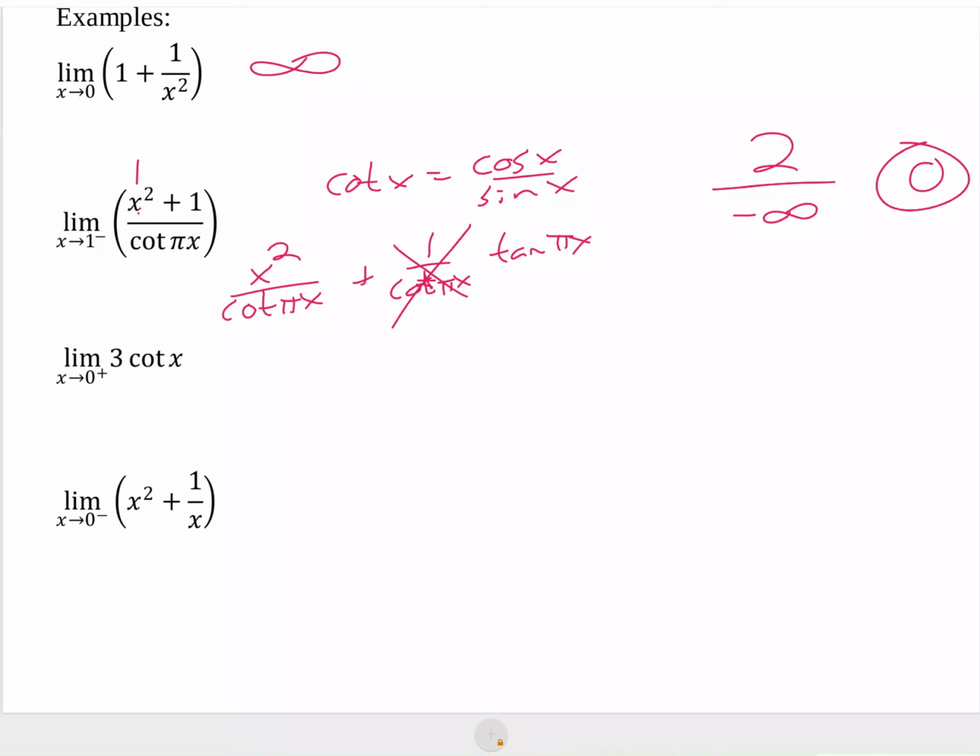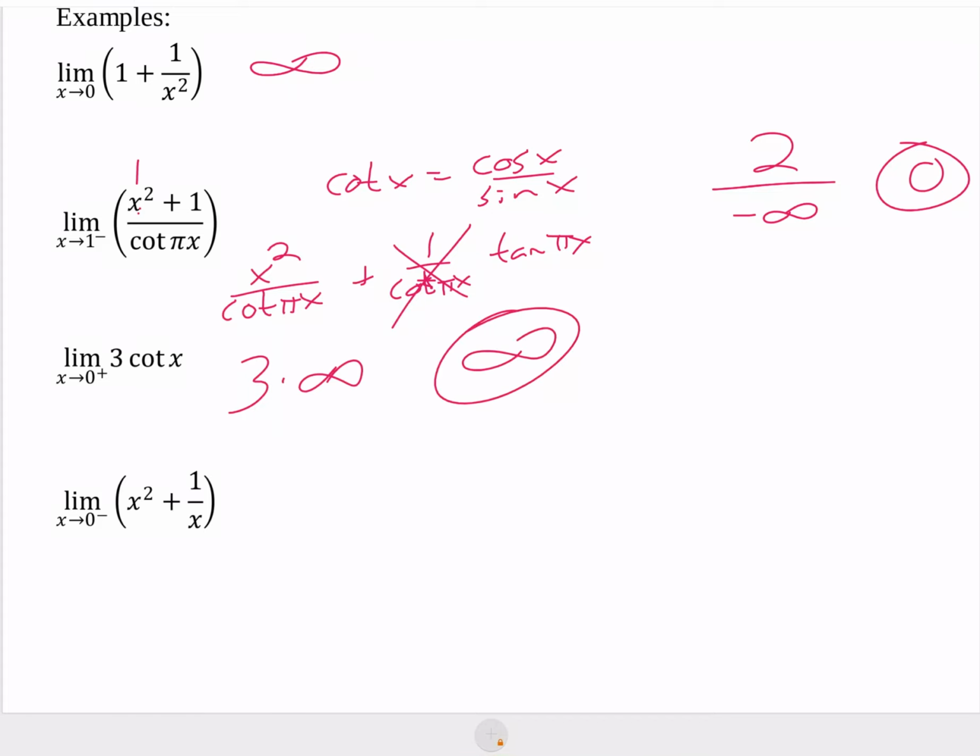So we have the limit as x approaches 0 from the positive side of 3 cotangent x. Coming in from the positive side of cotangent, we just looked at it again. What is it? It was positive infinity. So we have 3 times positive infinity. What do we got? Positive infinity.